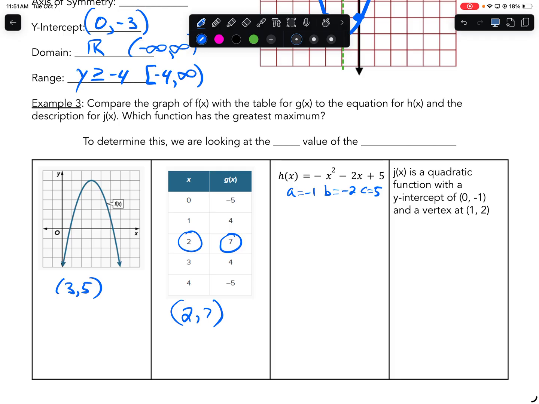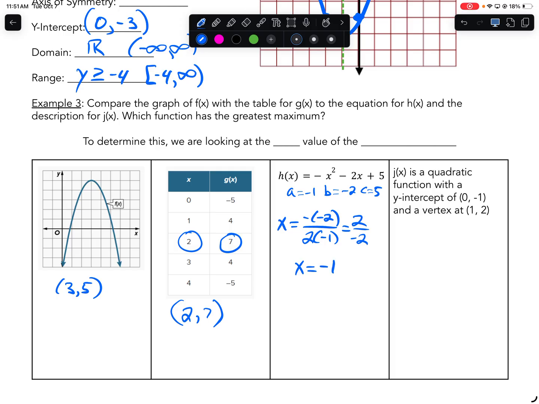Okay. What should I do now? Jackson, what should I do? Get the x equals negative b over 2a. Yeah. Pay attention, please. 2 over what? 2 times -1 is what, Jackson? -2. 2 divided by -2 is -1.